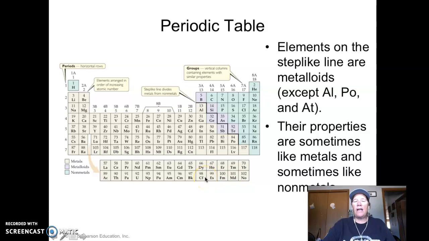So all elements are either metals, non-metals, or metalloids. Most are metals. You've got your non-metals over here, and then the metalloids are in between. I'm going to run out of time here, so that's where I'm going to quit. When we meet again, we're going to start talking about naming compounds. I hope you enjoyed part 2.